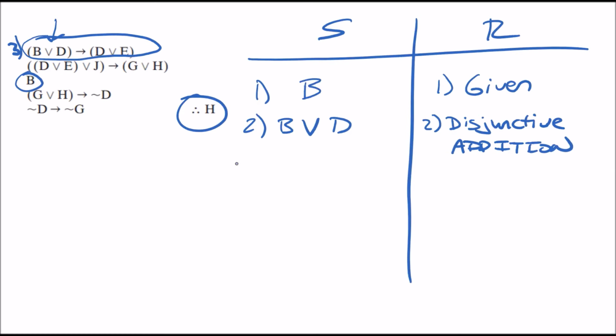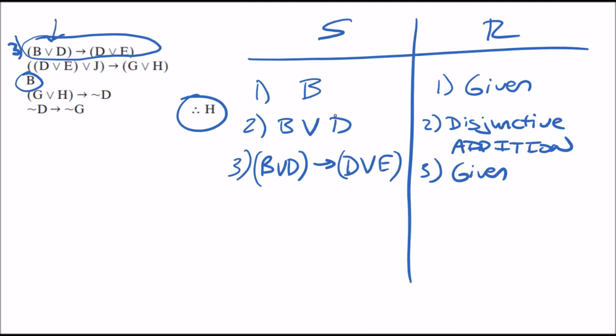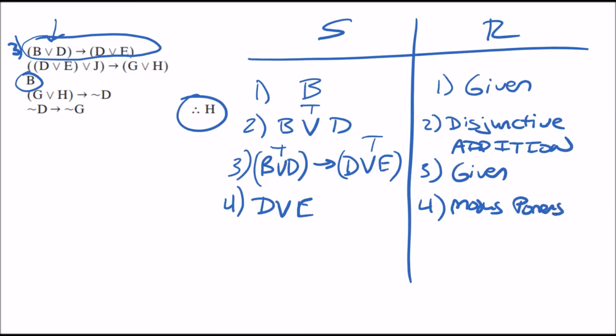Then 3, now I can say that whole given there, B or D implies D or E. Well, that was given. So now, if B or D is true, then that's true, which means D or E has to be true. And that's that law of detachment, or modus ponens, from lines 2 and 3.